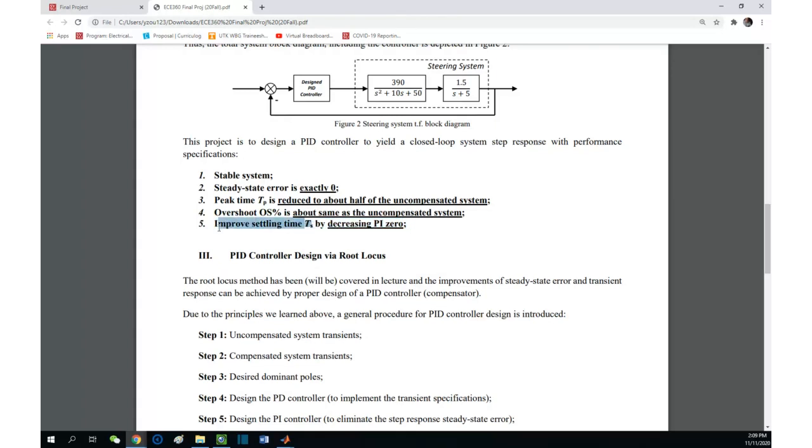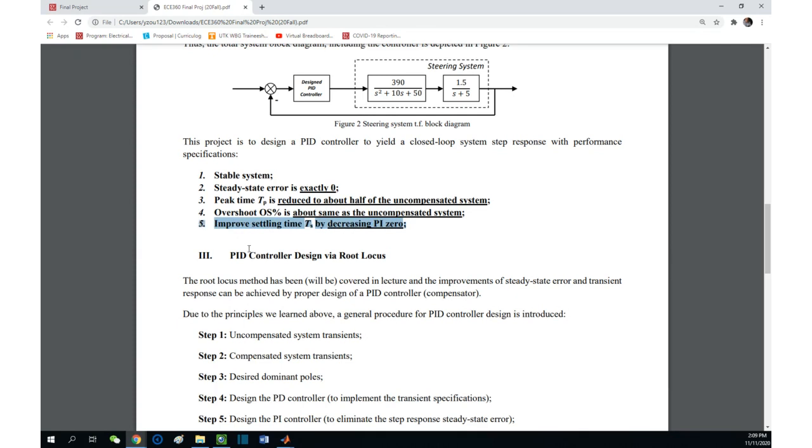After taking care of the transient, now you will look at a step response. You will find that the settling time is too big. It's not good. So how to improve the settling time? You decrease the PI zero. We will see how to do this in example three next Wednesday.